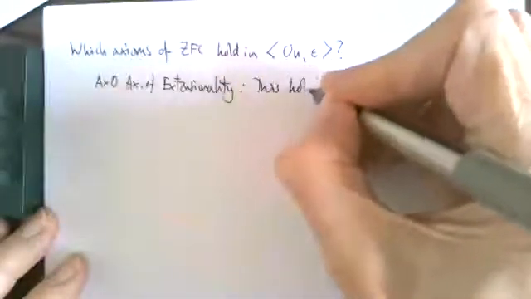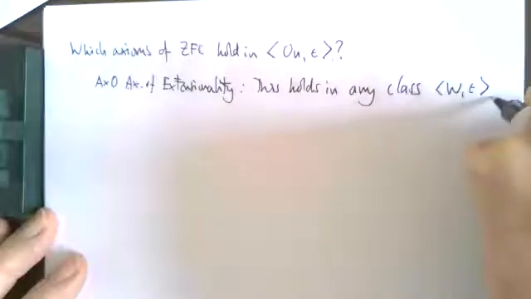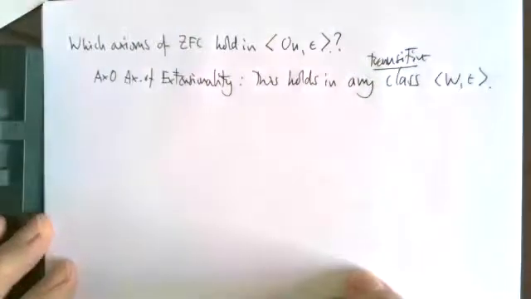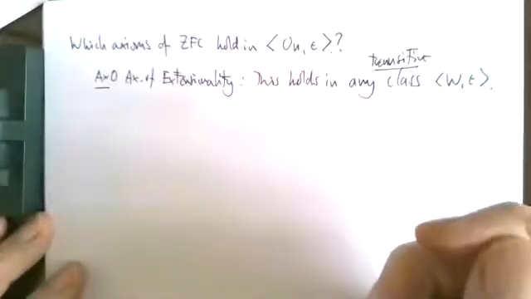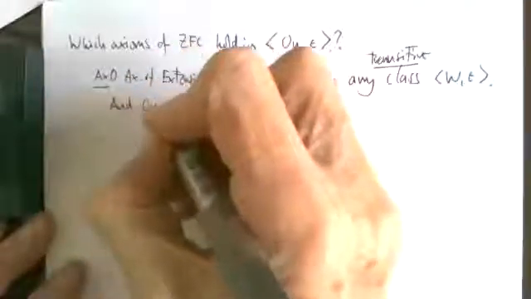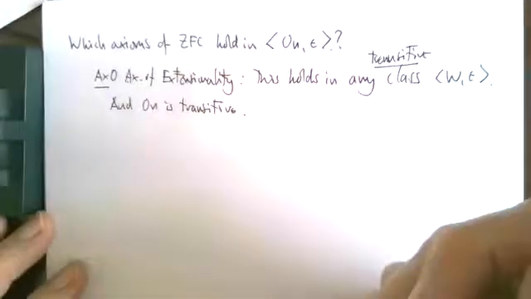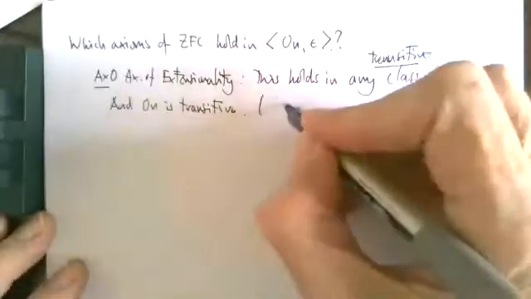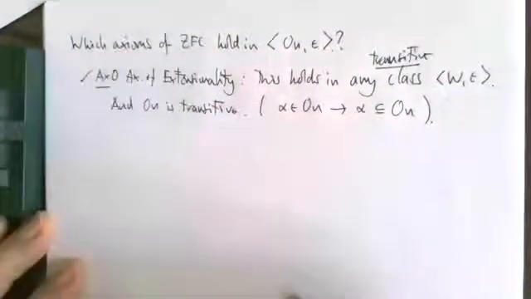So this holds in any transitive class. Any transitive class, because a transitive class has no epsilon holes, so it knows all the atomic facts about its sets. And the point is that ON is a transitive class. Any element of ON is a subset of ON, because any element of ON, any ordinal, is the set of its predecessors, which are all ordinals. So alpha in ON means alpha is a subset of ON. So this holds.